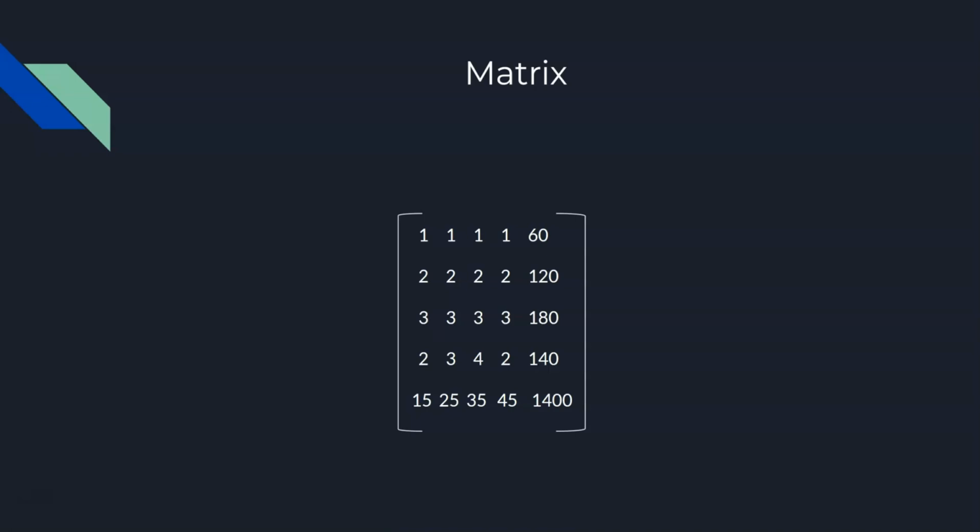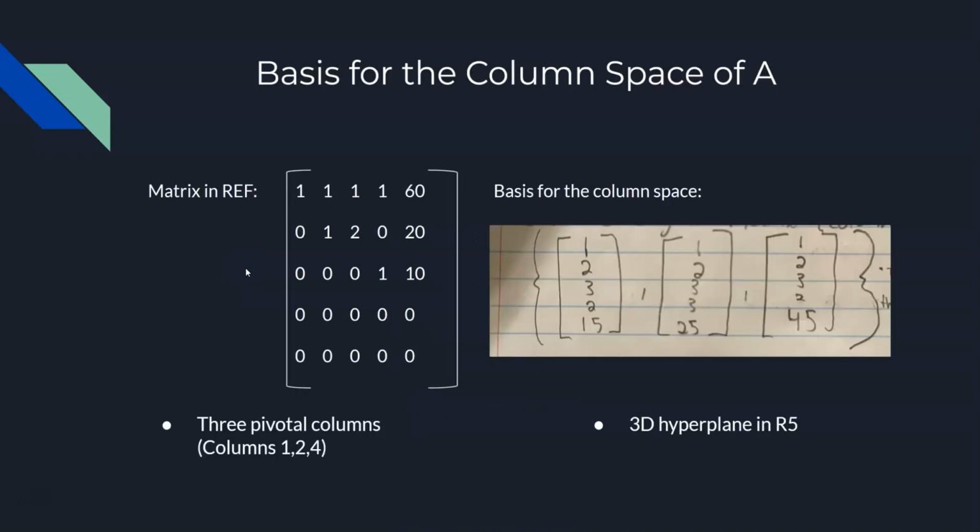So the first step of this project is to create a matrix that is not invertible and has a rank of 3, as well as the other parameters shown from the prompt, and this is the matrix that I came up with. The next step is to find the basis for the column space of A.